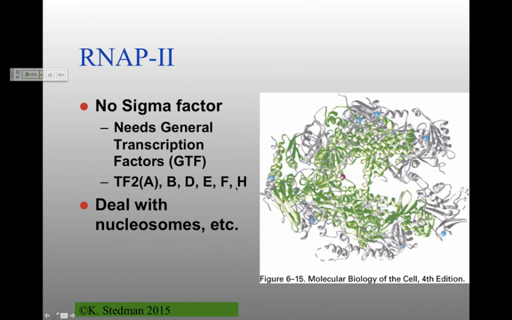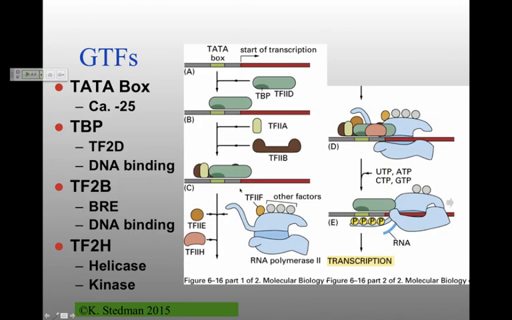What do they do? Basically, again, the same thing as what sigma factor does. They get the RNA polymerase to the right place. How do they do that? Well, just like you have in bacteria, you have promoters and you have consensus promoter sequences. Only here, the consensus promoter sequence is mostly pretty wimpy. It's called a TATA box.